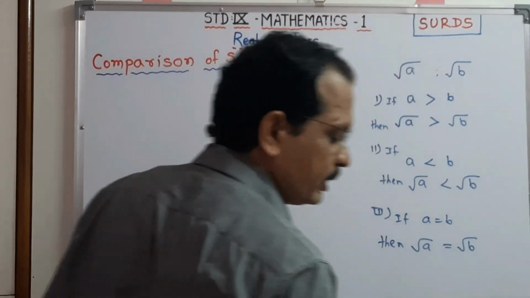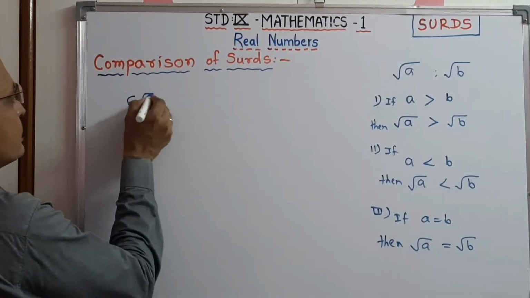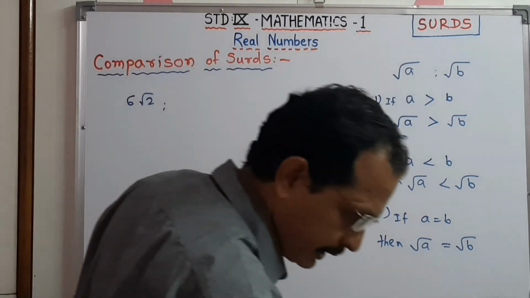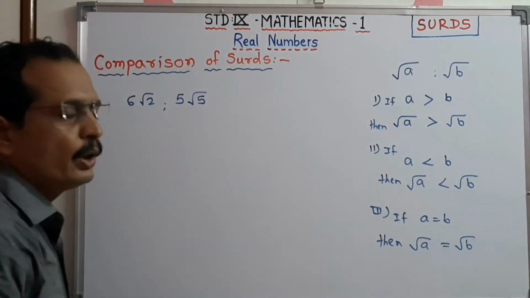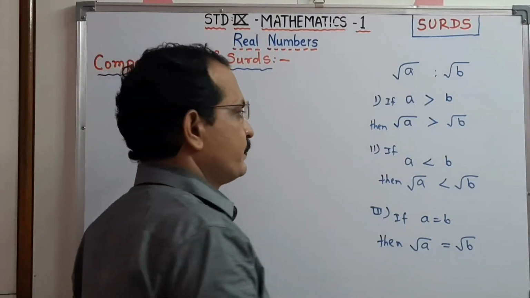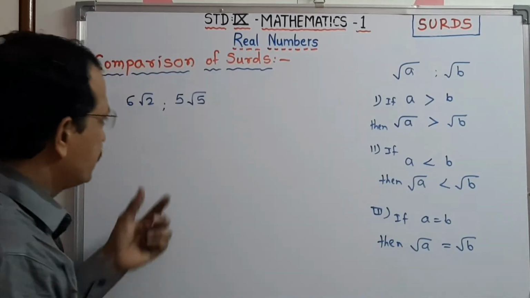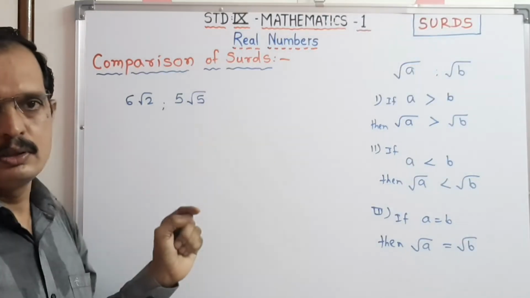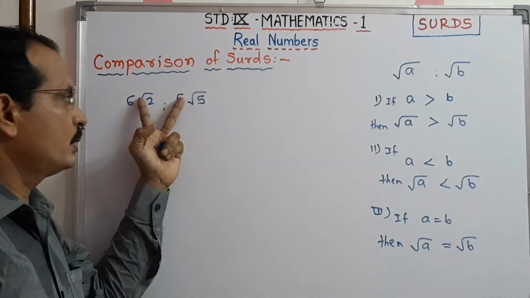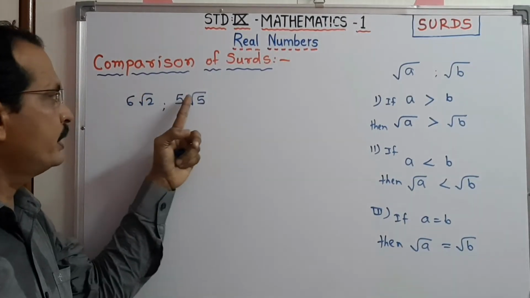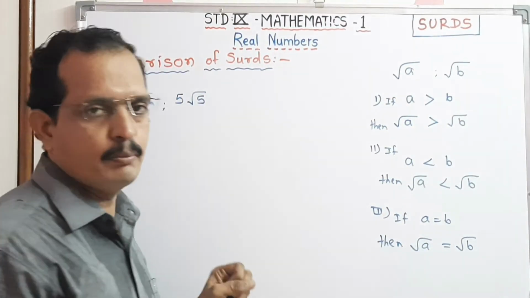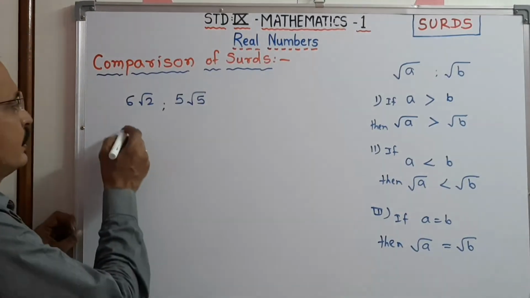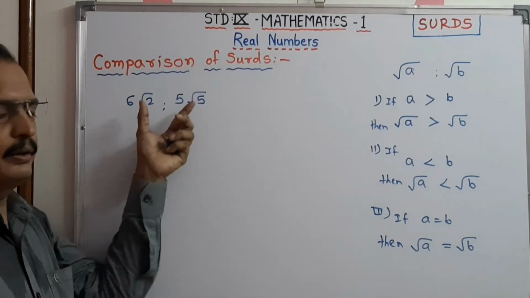I will take here one example, 6 root 2 and the second one is 5 root 5. If we have to compare these two surds, then see here, this is the simplest form of the surds. First of all, we have to see the order. Here order is 2 and here also order is 2. That means both surds have the same order. Now we have to see the radicand.